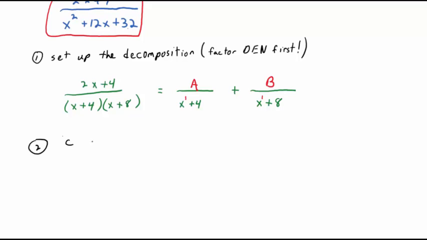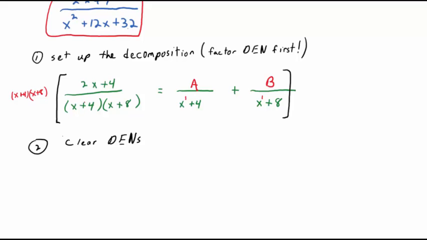So you've created an equation, and you're going to clear the denominators. We'll just call them DENs. Think back to solving rational equations. You know how to clear denominators. You're going to take this equation and multiply through by what to get rid of those denominators? You're going to multiply through by the LCD, aren't you? So the LCD is x plus 4 times x plus 8.